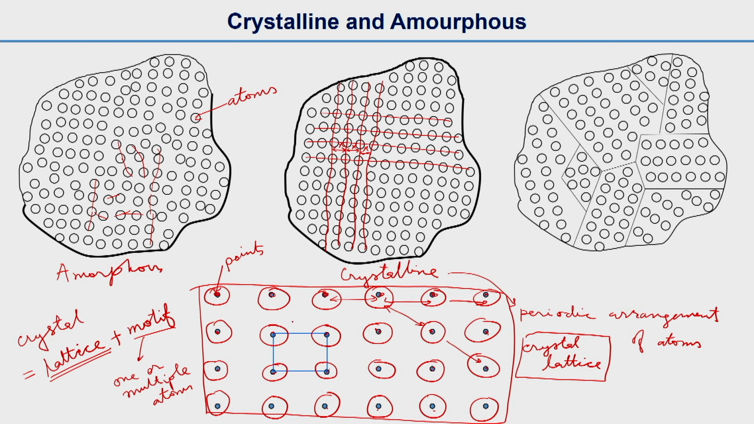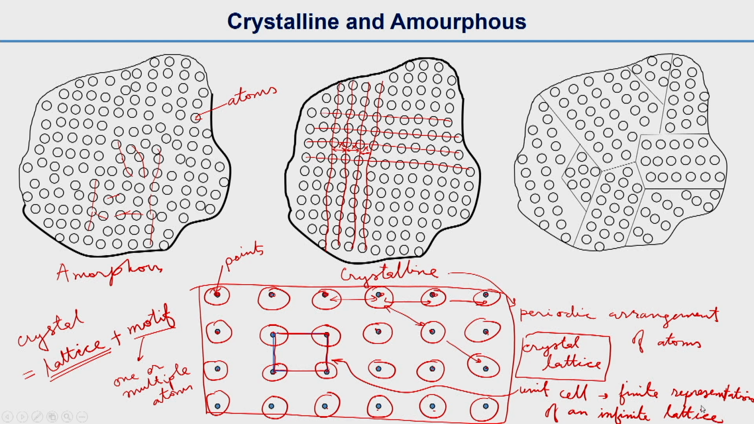And also the unit cell. So this is the unit cell. You can define it as a finite representation of an infinite lattice.